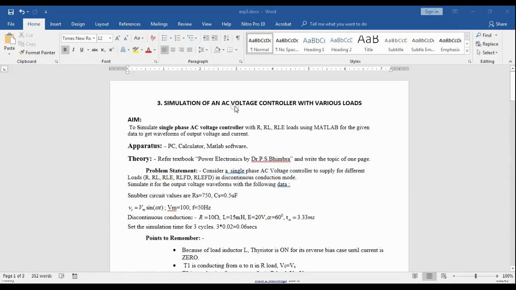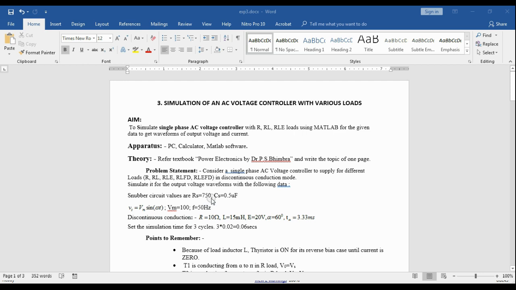Today we will see how to simulate an AC voltage controller with various loads. To refer to the topic, you can refer to Power Electronics by Dr. P.S. Bimbhra. Here we are going to simulate the circuit with these specifications. The source is a sine waveform, 100 sin omega t, and the frequency is 50 Hz.